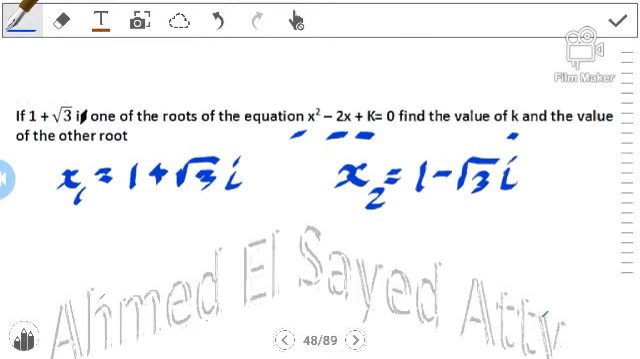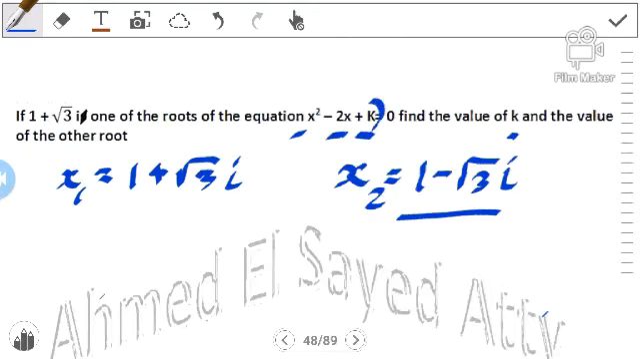So if it gives me one of the two roots of the equation and it is a complex number, then the other root is immediately its conjugate. So the other root has the value 1 minus root 3i. Okay, that's easy. Now I want to get the value of k.